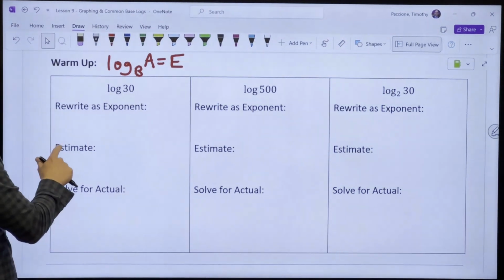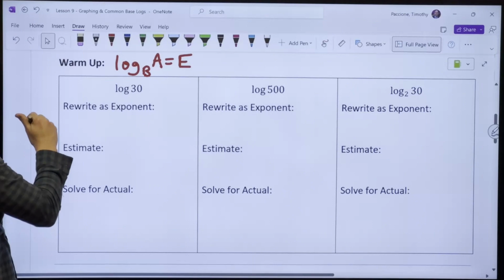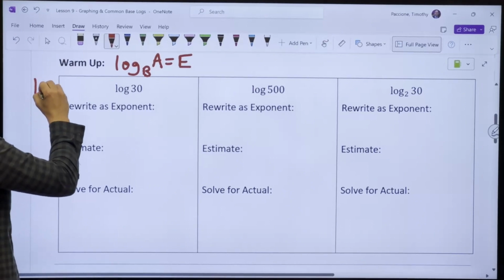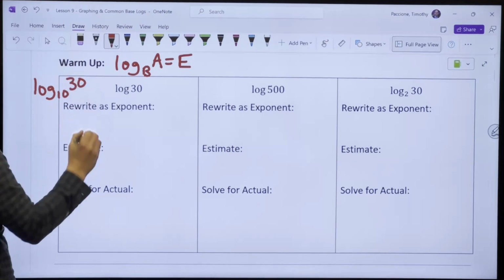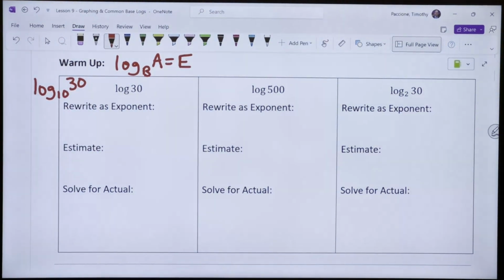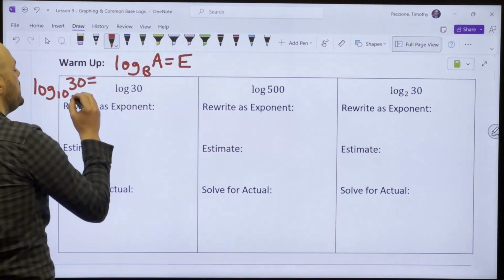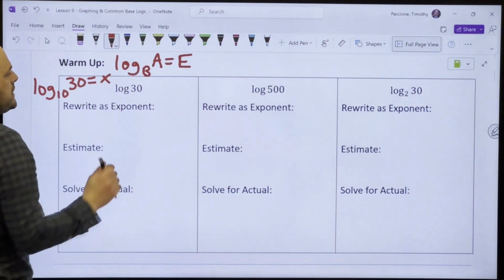Because if it's just by itself, because it's such a very common log, we don't need to write it. So what else is missing? The exponent, so we will assign that an x.